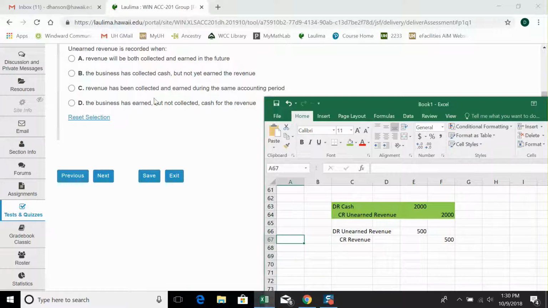C, revenue has been collected and earned during the same accounting period. No. You just record revenue when that happens. You don't have to have any kind of unearned revenue. D, the business has earned revenue but not collected cash for the revenue. That's a situation where accounts receivable would be involved. You would record revenue and you would record an accounts receivable. So yes, it looks like it's item B.